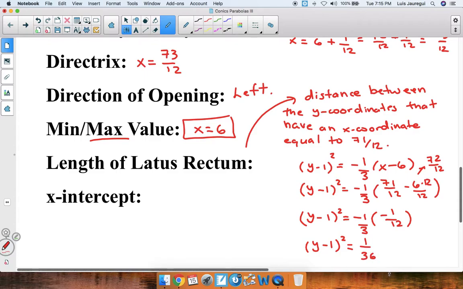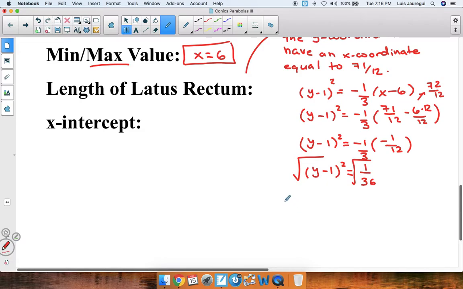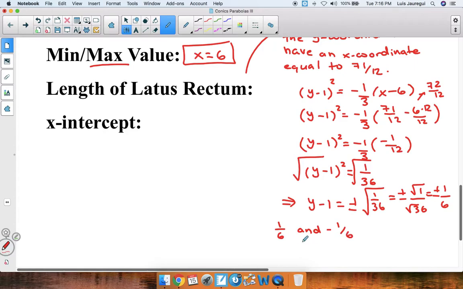So now, in order to get rid of the square, we're going to take the square root on both sides. That implies that y − 1 = ± the square root of 1/36. Using the properties of radicals, this becomes ± the square root of 1 over the square root of 36, which is equal to ± 1/6. So the two y values that we have are positive 1/6 and negative 1/6.